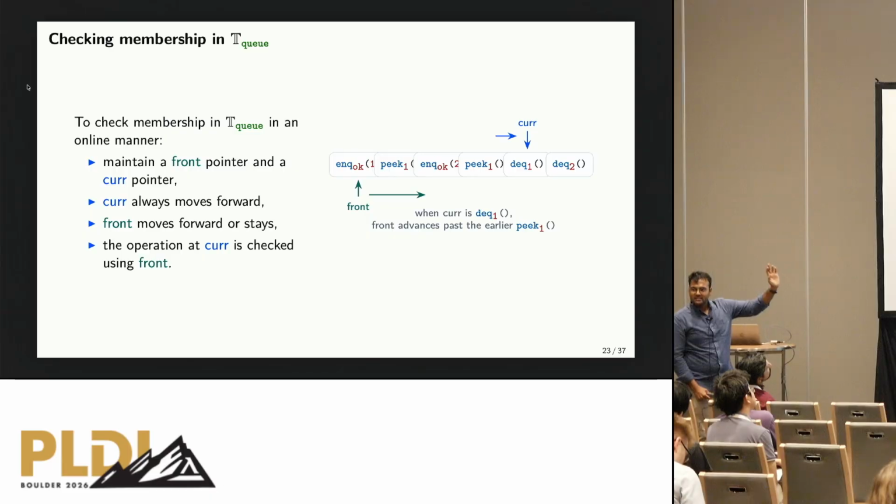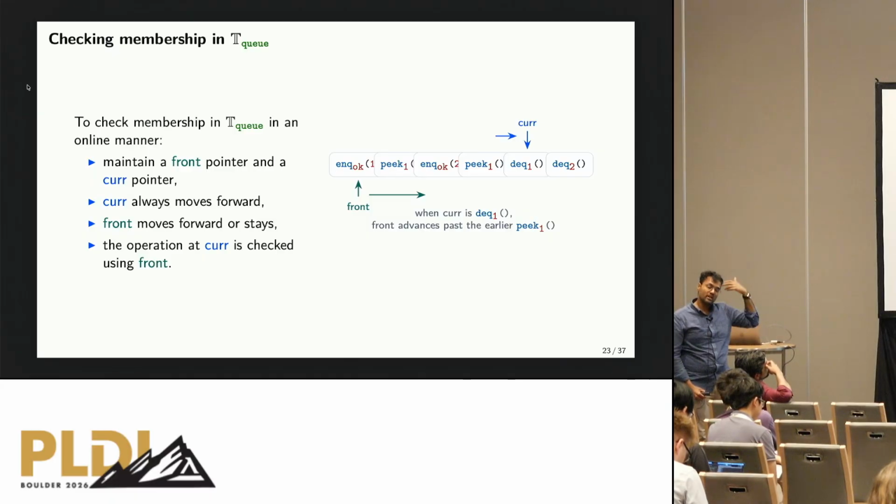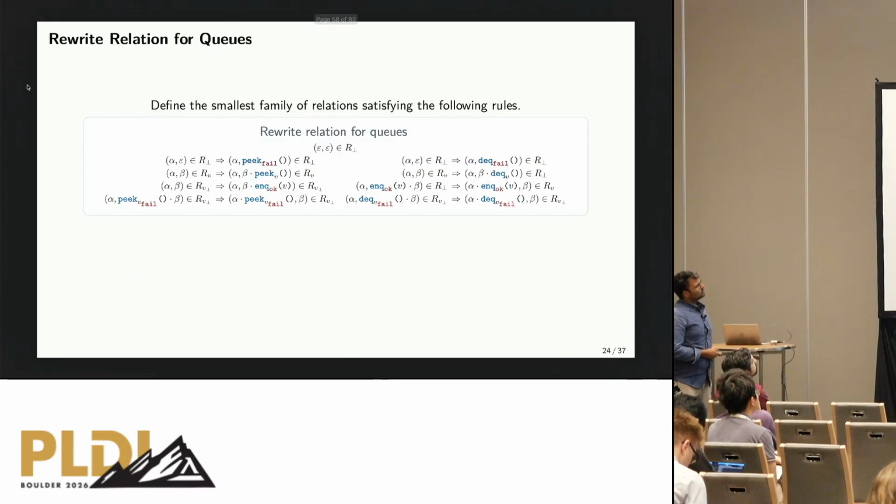The reason I can advance current so far is because the front is at a place where I have NQ'd 1. As soon as I DQ 1, I will have to advance front all the way until NQ2. And that is the way to update the current front of the queue. So this algorithm actually runs in linear time, but it uses 2 pointers. You can actually formulate this algorithm as some sort of a rewriting relation.